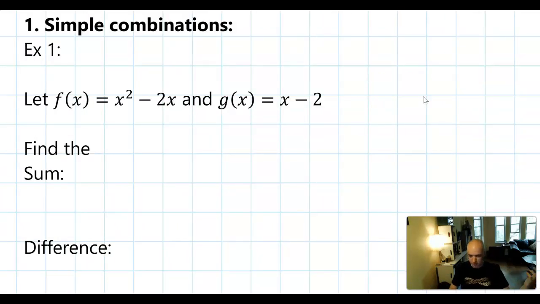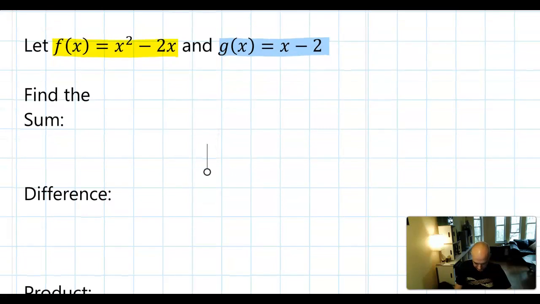So the first thing that you might be asked to do is just make simple combinations of two functions. Say that we have f of x equal to x squared minus 2x and g of x equal to x minus 2. These are pretty simple polynomial functions. The first thing you might be asked to do is find the sum of these functions. So the notation for that would be (f plus g) of x.